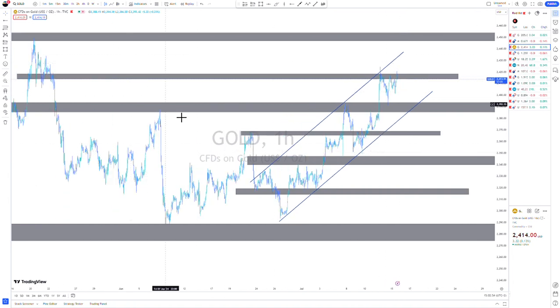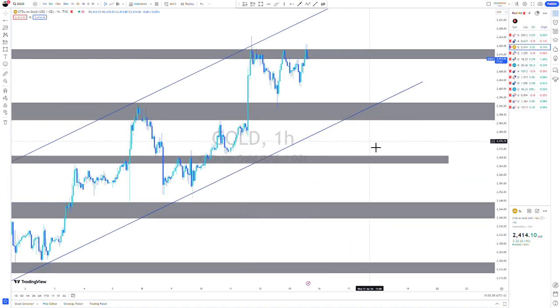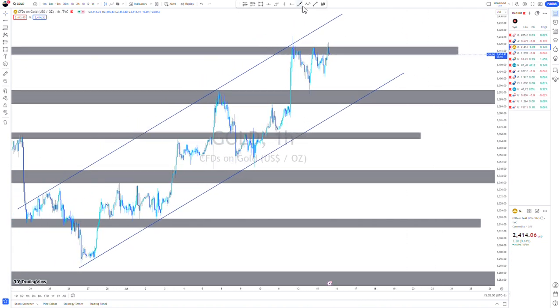So yeah, this is how gold looks for the week, and this is the bias or the analysis for the week. Most probably I wouldn't be surprised if it came down here and then shot up again. From how I understand gold, it might come down there, test that zone, and then shoot up. But we'll have to wait and see.